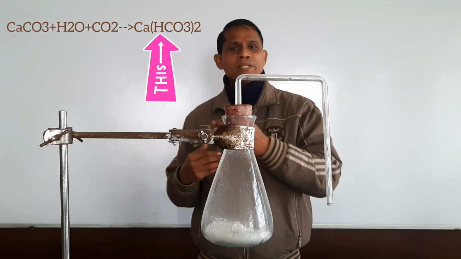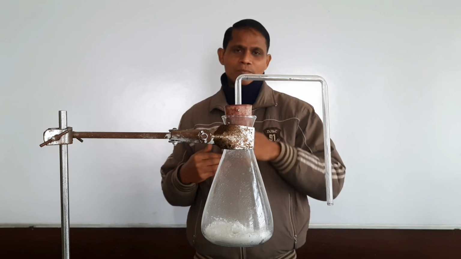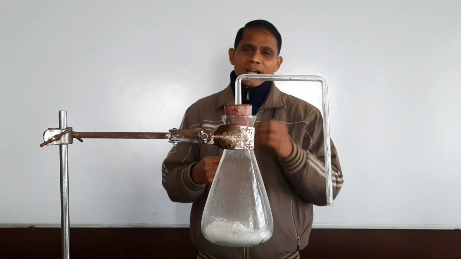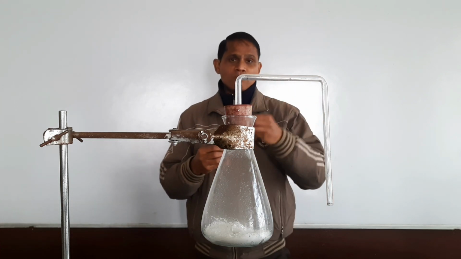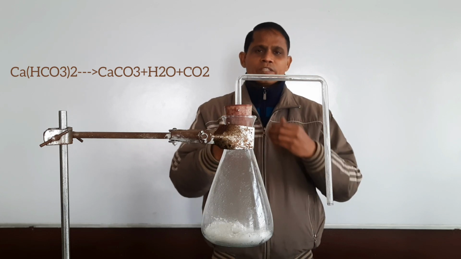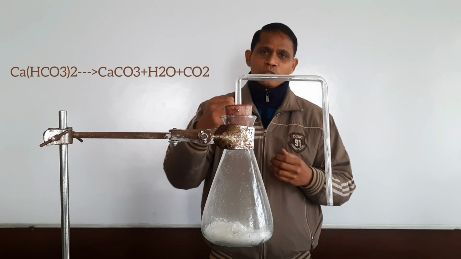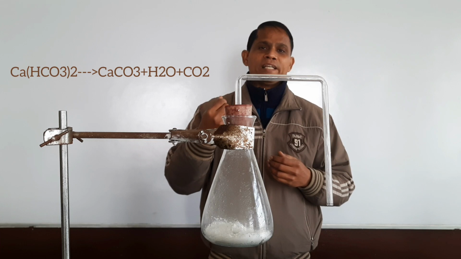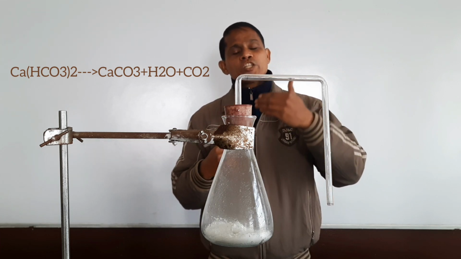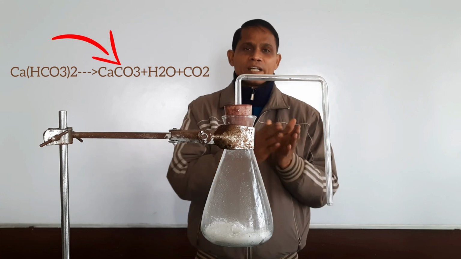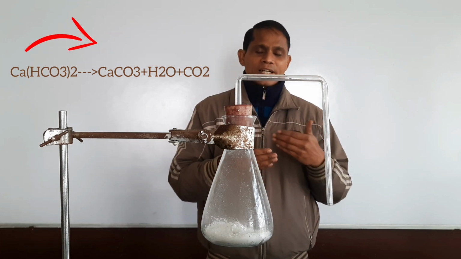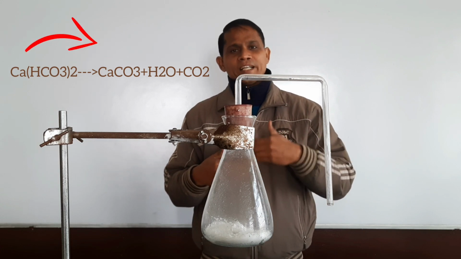So the milkiness will disappear if I use more carbon dioxide. And if I warm, if I boil, if I heat that solution, then the clear solution will turn milky again. Why? Because upon heating, calcium hydrogen carbonate turns into calcium carbonate again, which is insoluble. That is why the milkiness appears again.